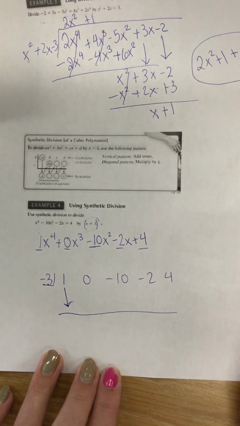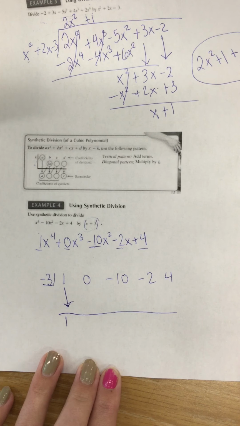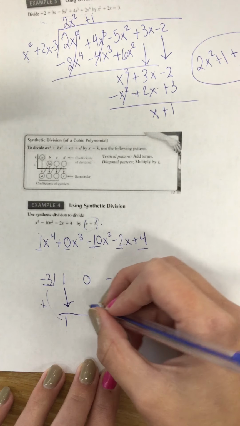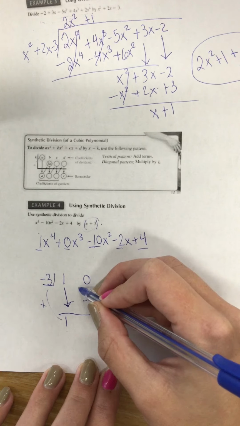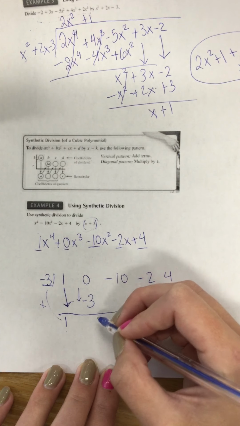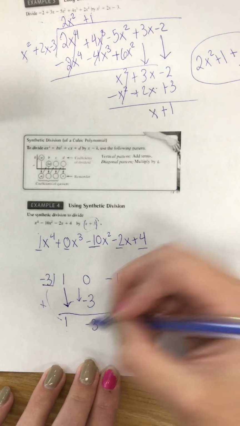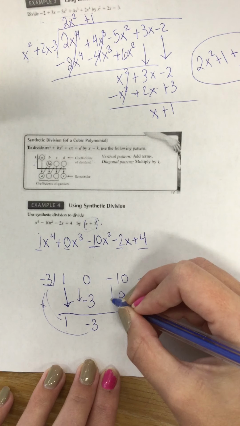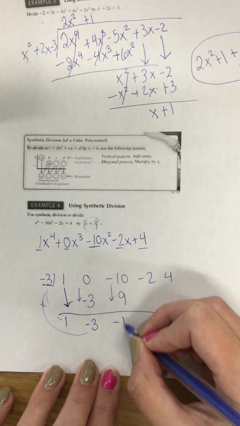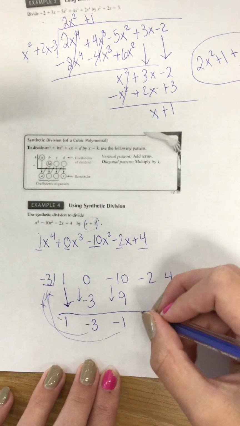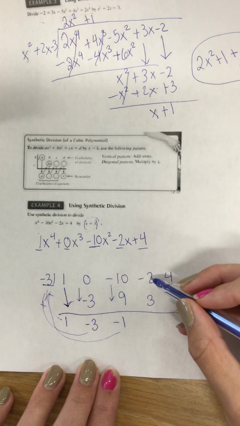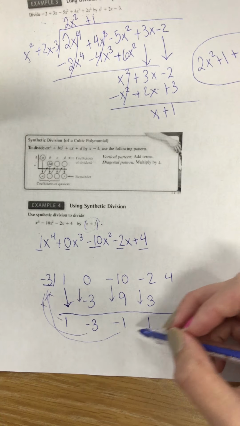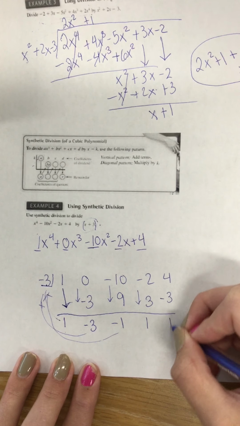So the first step is we just drop the first number every single time. Bring that 1 down. And now what we're going to do is we're going to multiply to this number here. 1 times negative 3 is negative 3. And we just go straight down. We add them or subtract them, whatever it is there. There's no changing of signs. 0 and negative 3 makes negative 3. So now we go over here and we multiply. Negative 3 times negative 3 is 9. We just go straight down. Negative 10 plus 9, negative 1. Negative 1 times negative 3 is 3. And negative 2 plus 3 is 1. And then now we go to 1 times negative 3 gives us negative 3. 4 minus 3 is 1.